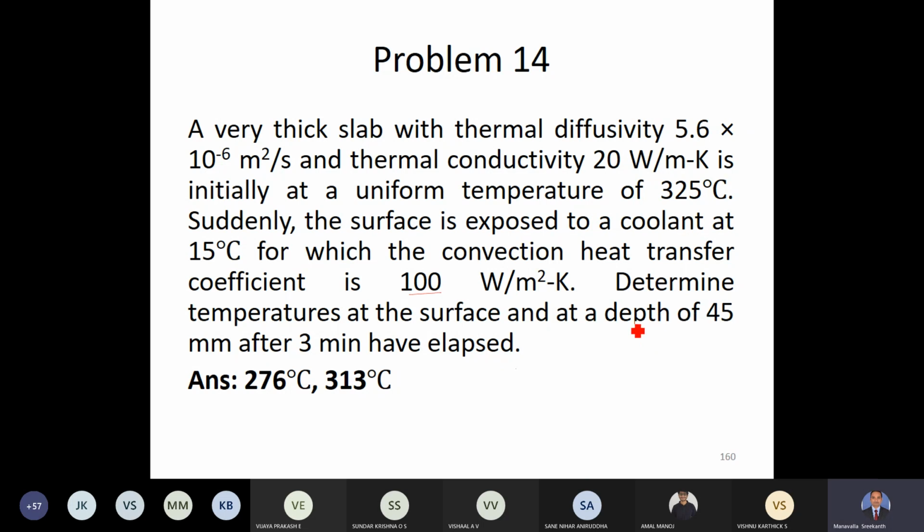So we are asked for two temperatures after 3 minutes. Time is known to us, the depth is known to us, and we have to find the temperatures: one at the surface and another at a depth of 45 millimeters. Even in this problem, the overall dimension of this thick slab is not given, so there is no way we can calculate the Biot number. That points out that this is what we call a semi-infinite object. Let us try to solve this problem again.